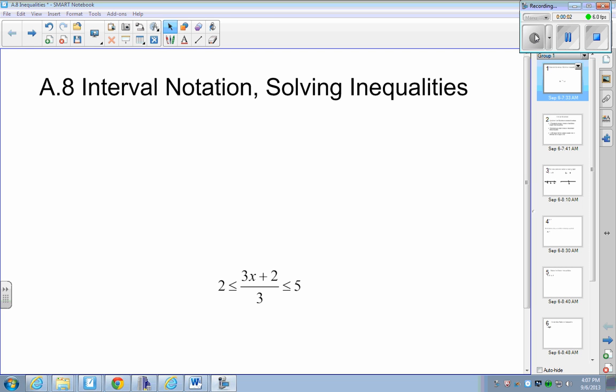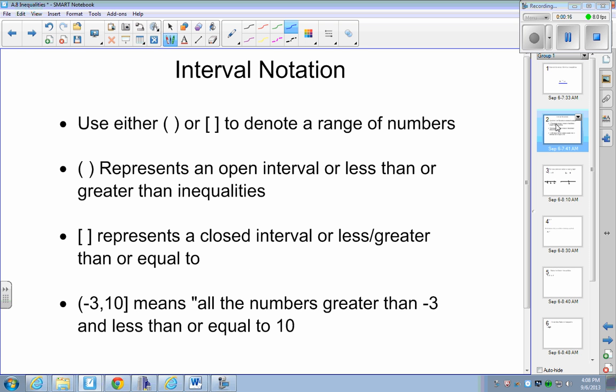Hey college algebra. In today's video we're going to be talking about interval notation and solving inequalities. To give you guys an idea of where we'll be ending up with this video, we'll be solving inequalities just like this one. So let's get started. Let's first start off with interval notation.